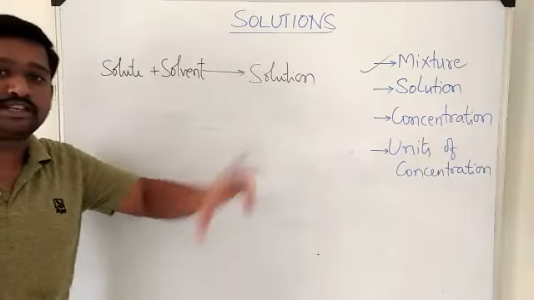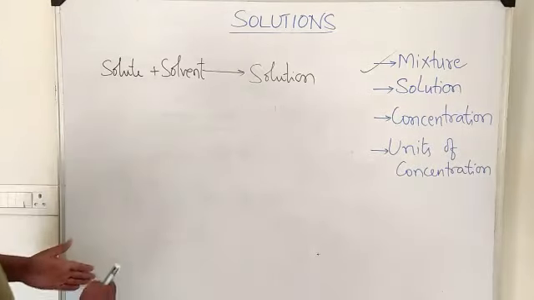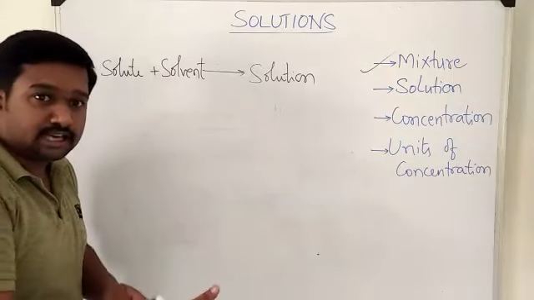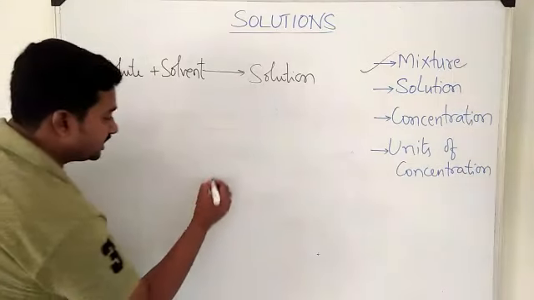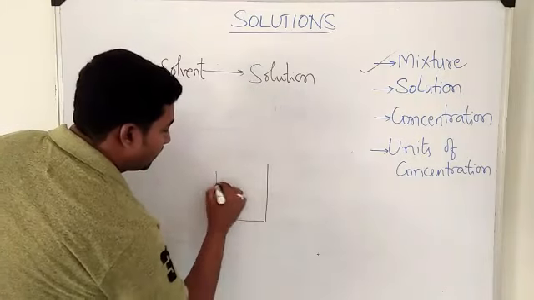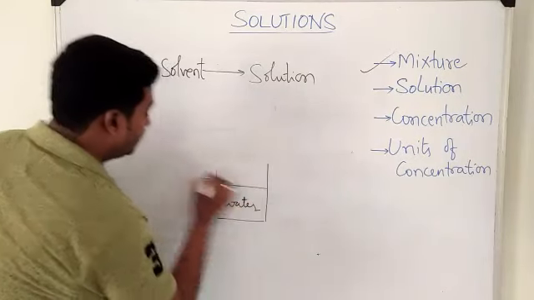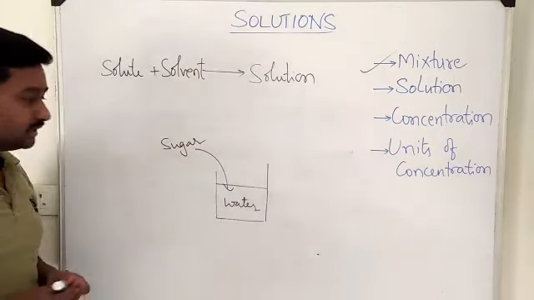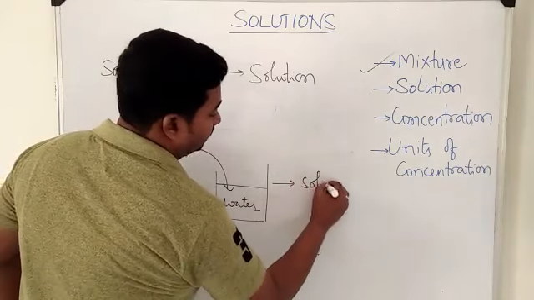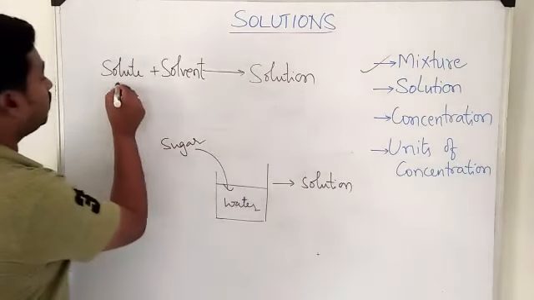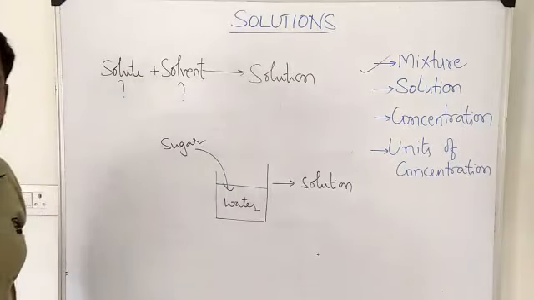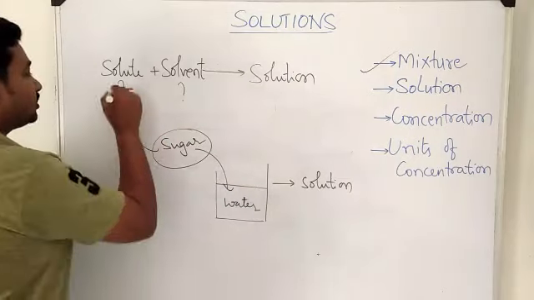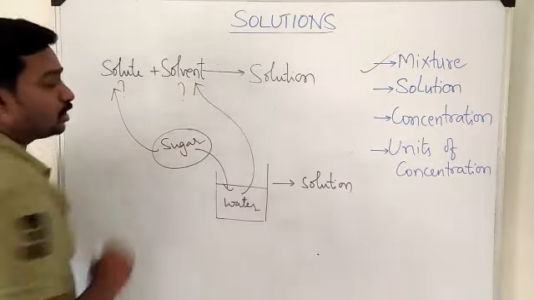Then how to identify which is solute and which is solvent? In my previous example, where I had sugar mixed in water, I said it is a solution, a homogeneous mixture. So I'll consider the same mixture once again. Water in a beaker, to which I'm adding a small amount of sugar. If this becomes a solution, then which is solute and which is solvent in the system? Very simple. Sugar is solute. Water is solvent.